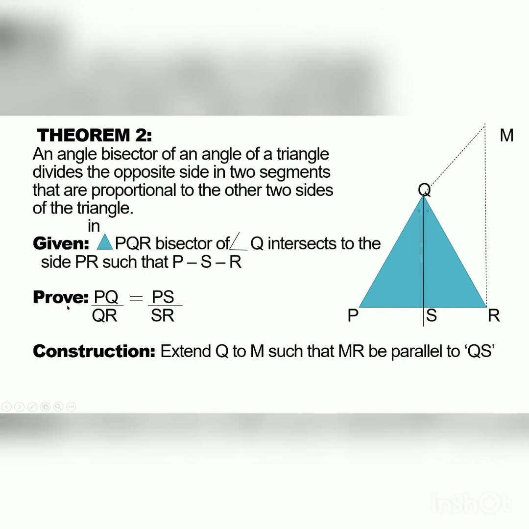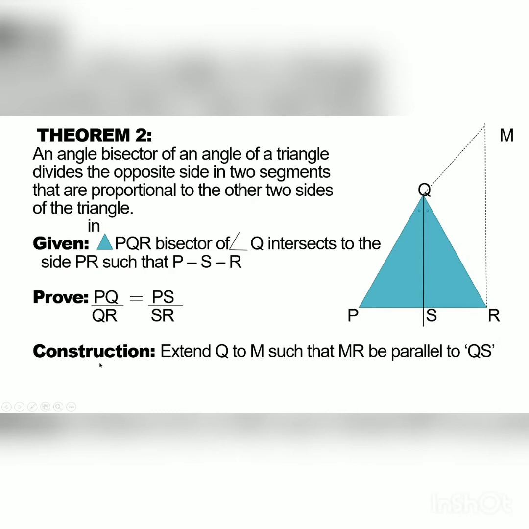Then you have to write prove. In the theorem, you see the ratio of the remaining two sides PQ upon QR is equal to the ratio of the two segments which are divided by segment QS, means by the bisector. The side PR divides in two parts, PS and SR. So here you have to write PQ upon QR is equal to PS upon SR.